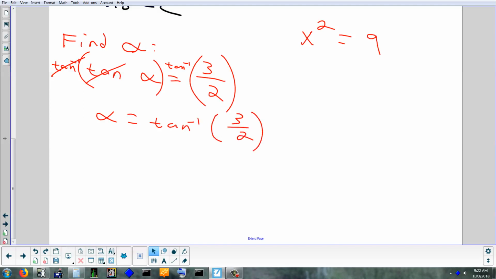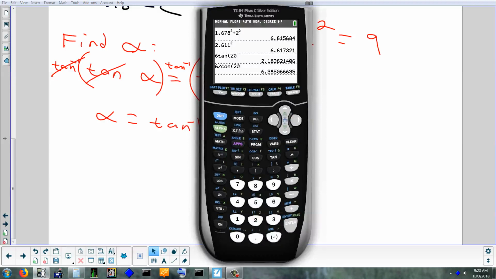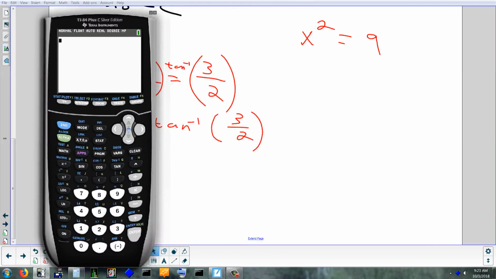So now take the inverse tangent of 3 over 2. Okay, you are not multiplying there. If you type it in as multiplication, the calculator is going to look at you like, what are you doing? If you just type in inverse tangent times 3 over 2, the calculator has no idea what you mean. So no multiplication there. Inverse tangent of 3 over 2. So we get an angle of 56 point, we'll round that up, 56.310.